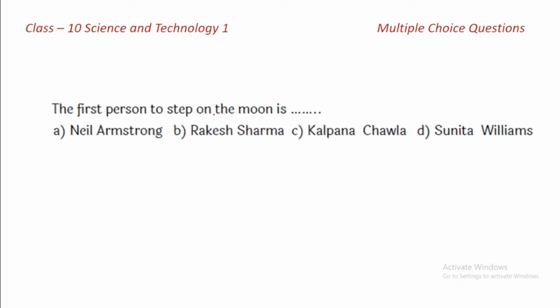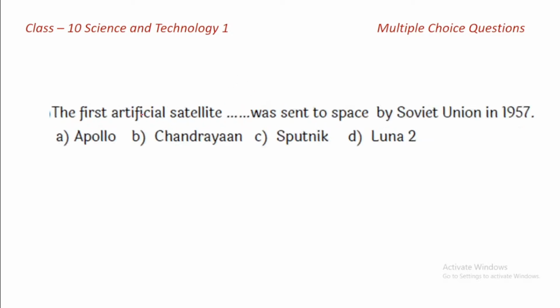The first person to step on the moon is dot dot. Neil Armstrong, Rakesh Sharma, Kalpana Chawla, or Sunita Williams. So the correct answer is Neil Armstrong. This is the first person to step on the moon. The first artificial satellite dot dot was sent to space by the Soviet Union in 1957. Apollo, Chandrayaan, Sputnik, or Luna 2. The correct answer is option C, Sputnik. This is the first artificial satellite which was sent by the Soviet Union in 1957.